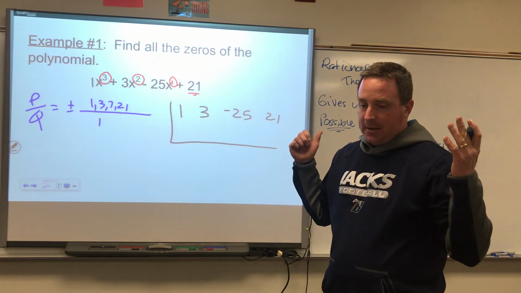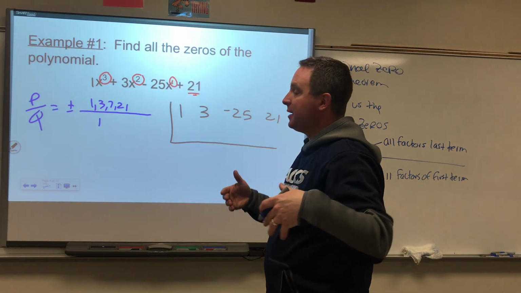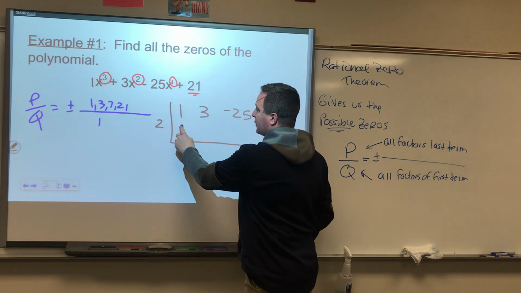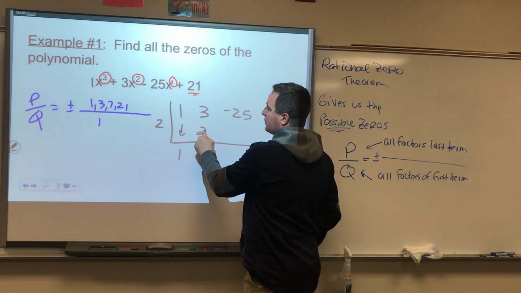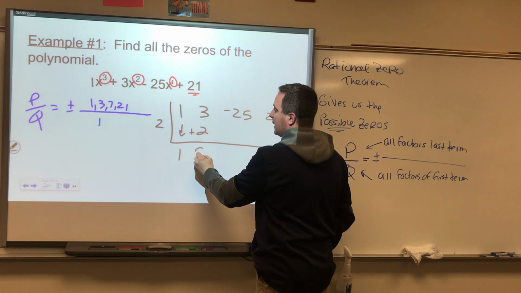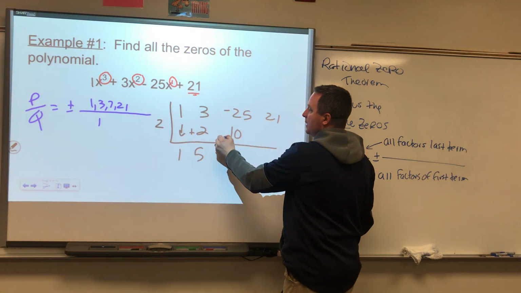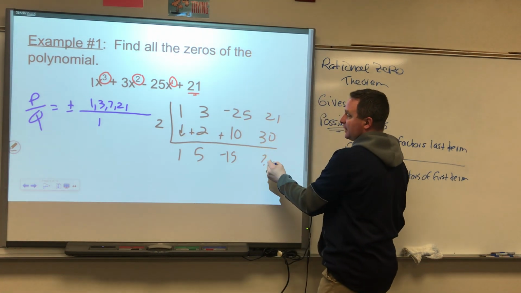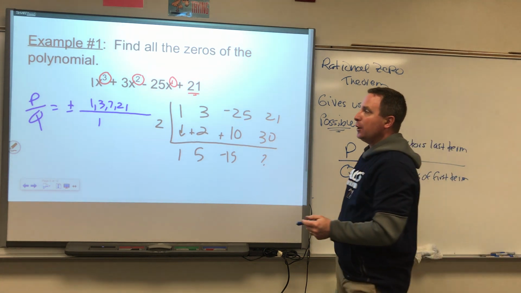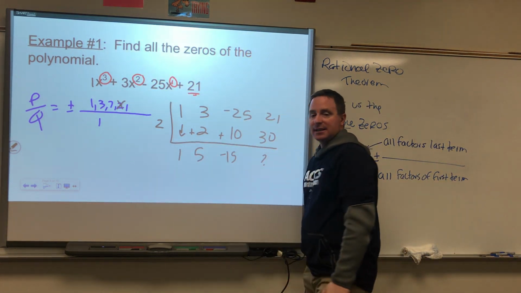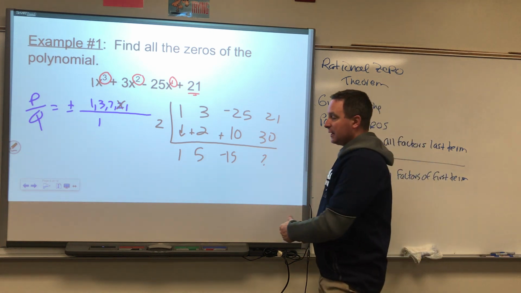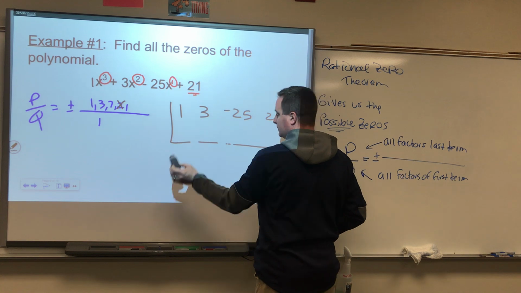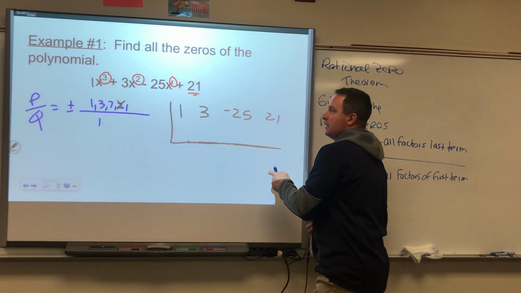Just for simplicity's sake, maybe I'll try 2. I'm going to try 2 over 1 and see if this works. I drop this down. 1 times 2 is 2, and then we add, if you remember. I get 5, 2 times 5 is 10. I add it, it's negative 15, 30, and that does not equal 0, does it? So I know that the number 2 is not a solution. So we have to go back and try again, and pick a different one.